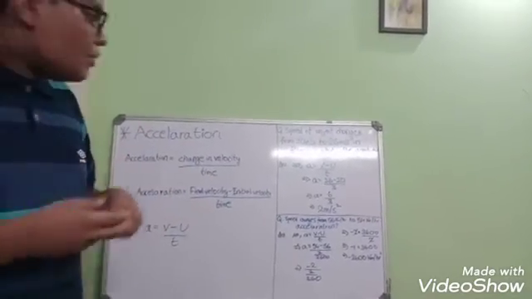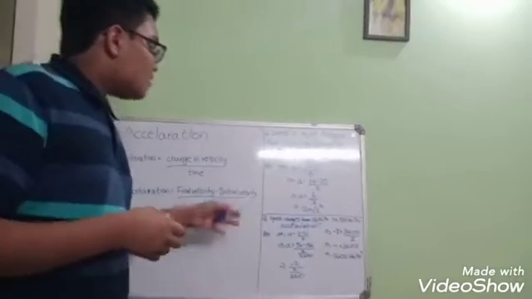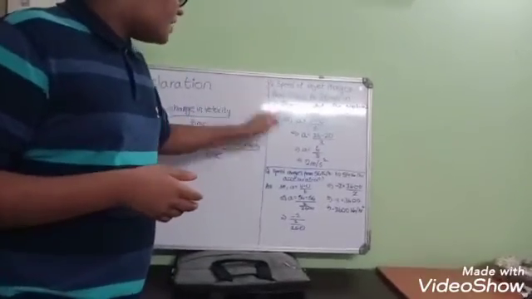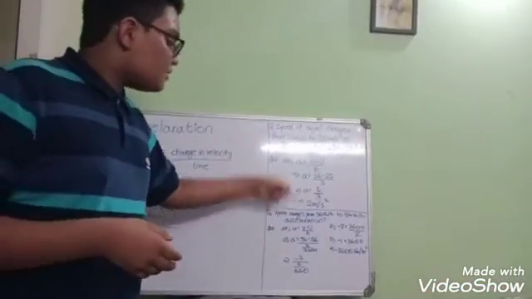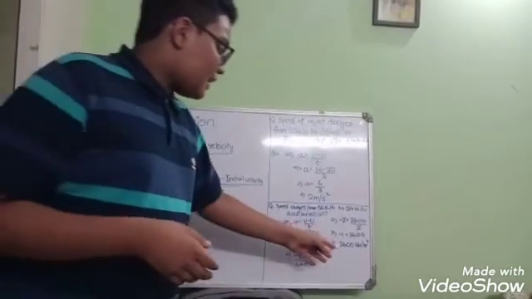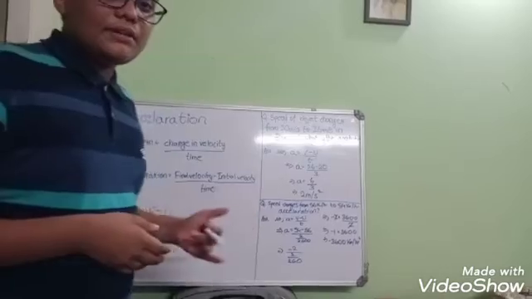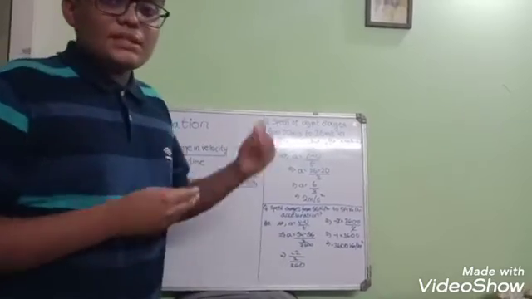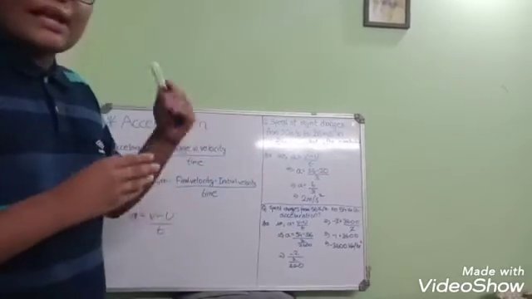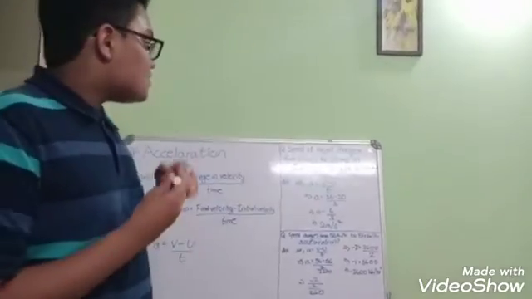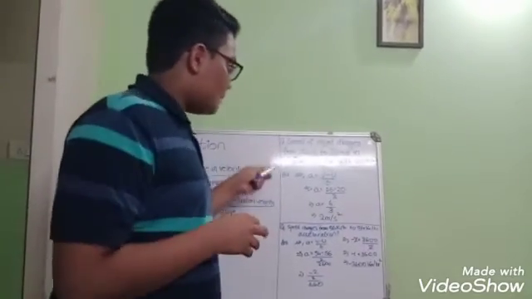So, I'm going to show you two examples where in one of the examples the acceleration is positive and in another example the acceleration is negative. And when the acceleration is negative, it means that your object is decelerating. That means that its acceleration is decreasing. So now let's look at the first example.